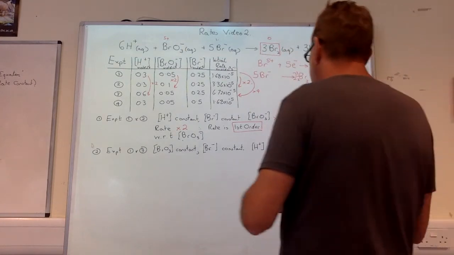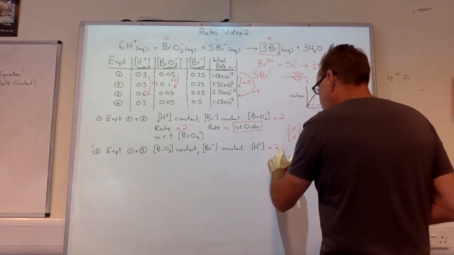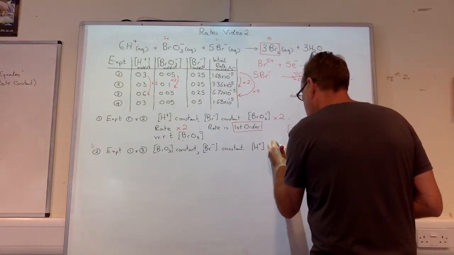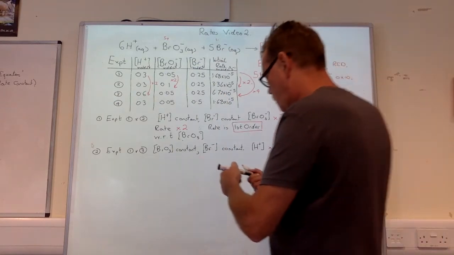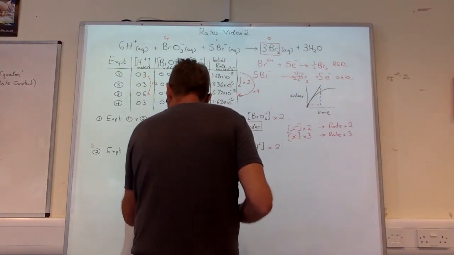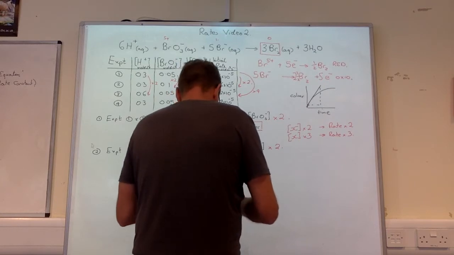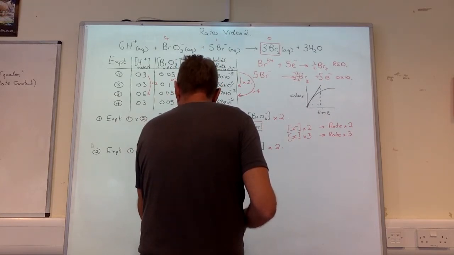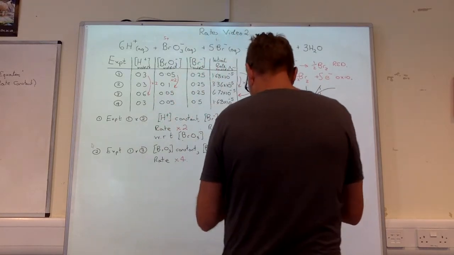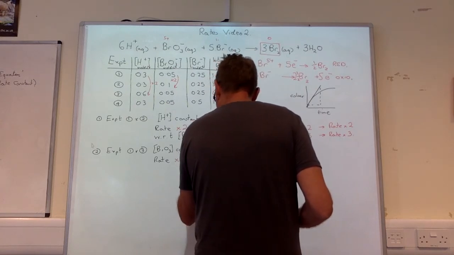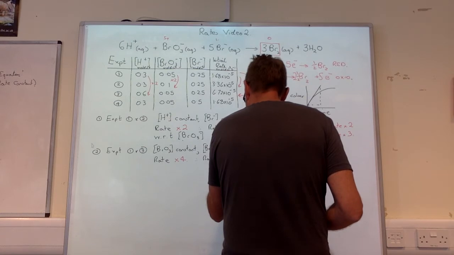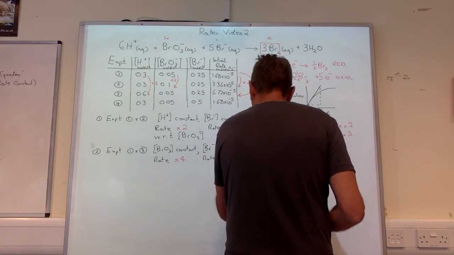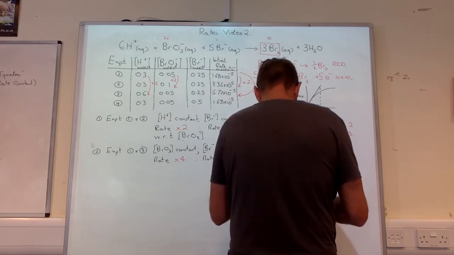So what I can say is, the concentration of that doubled, the rate has gone from 1.68 to 6.72. The rate is 4 times faster. Okay, and then we say, therefore, rate is second order. Right there.